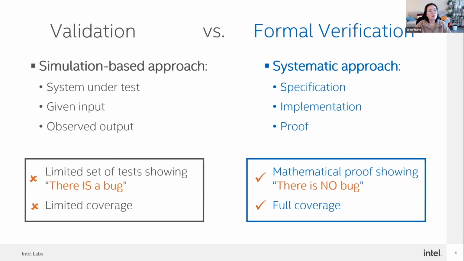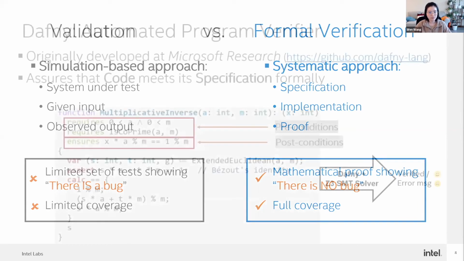And what's the benefit of formal verification? I believe one of the selling points for formal verification is that it can easily cover the full input space without the constraint we faced through the testing-based approach. So hopefully this gives you a very high-level idea about what formal verification is.